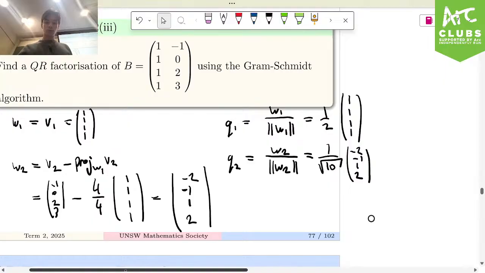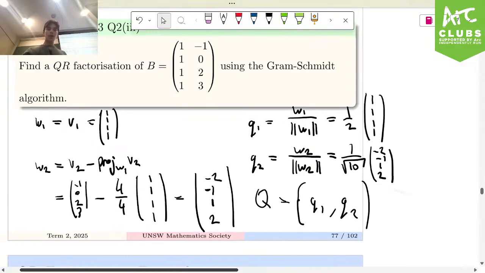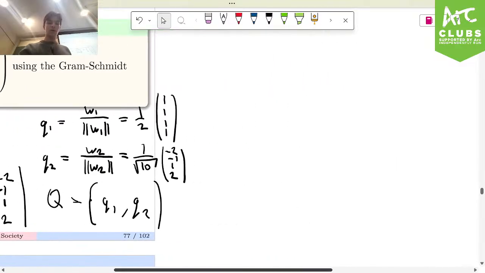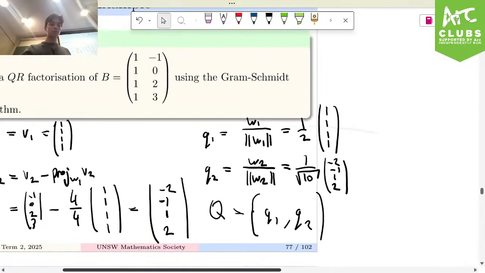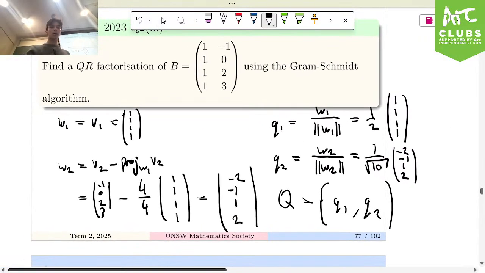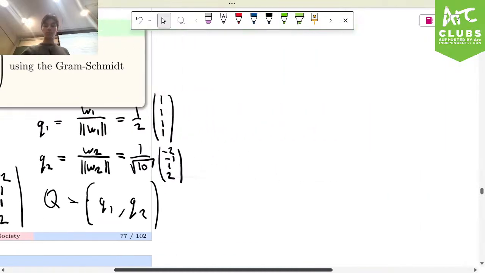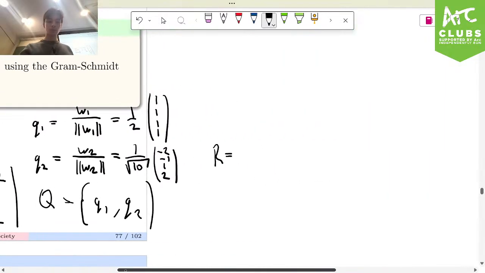So we found the columns of our Q matrix, right? Just Q1, Q2. And to find our R matrix, we know that it's going to be a 2 by 2 matrix, right? Because B has 2 columns. It's going to be a 2 by 2 matrix.